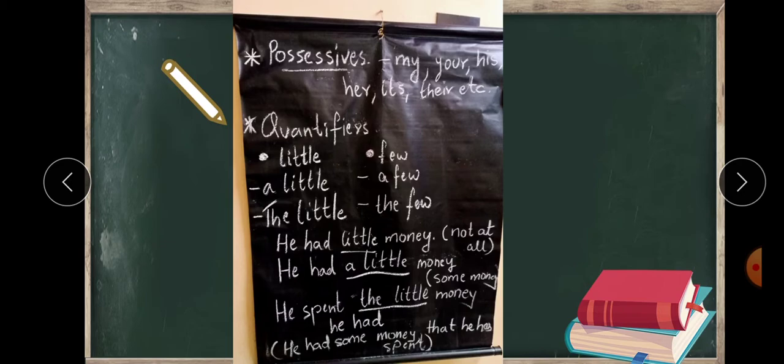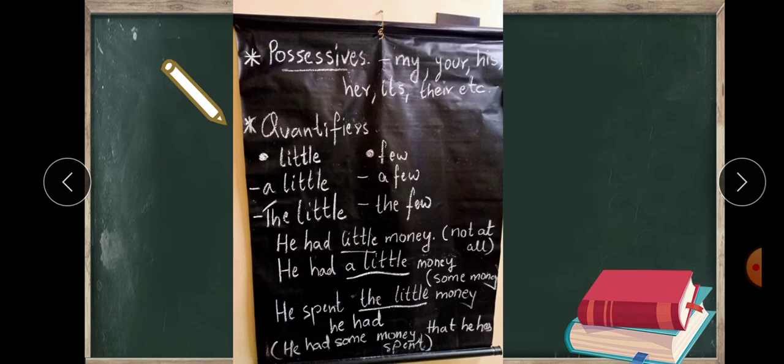Then another set: possessives are categorized under determiners again. What are the possessives that we usually use? Like my book, your story, his craft, her magazine, its sound, their work, etc. Then comes the category of determiners called quantifiers.